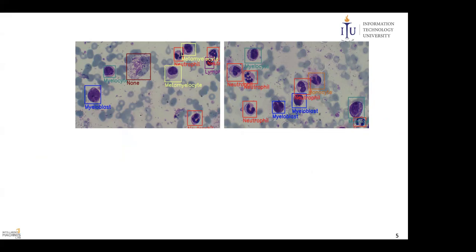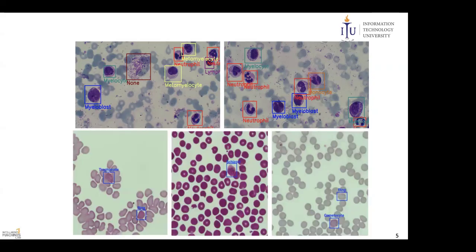So the ultimate goal we want to achieve here is that, given an image with white blood cells, we want to locate and classify the type of the white blood cells. For example, in this case, we can say myeloblast, myelocyte, and neutrophils, and then there's a none here, and so on and so forth. Similarly, if we are given an image which contains malarial cells, we should be able to detect, for example, this is trophozoite, one of the stages of malaria. This is ring stage, this is schizont stage, and gametocyte.